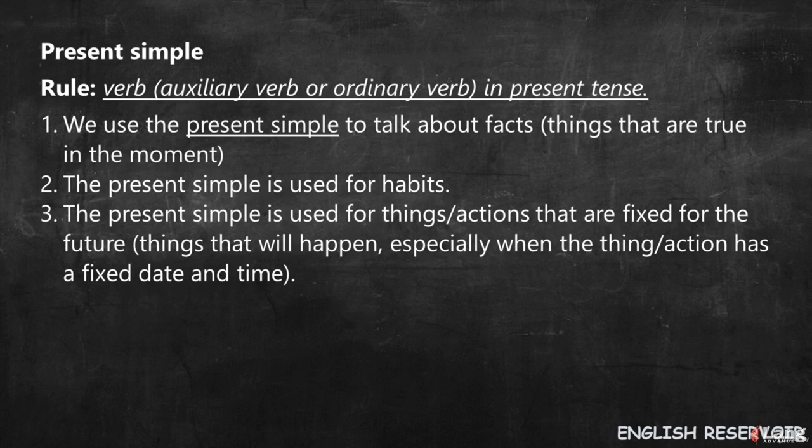Present simple. Rule: verb, auxiliary verb or ordinary verb in present tense. 1. We use the present simple to talk about facts, things that are true in the moment. 2. The present simple is used for habits. 3. The present simple is used for actions that are fixed for the future, things that will happen, especially when the action has a fixed date and time.